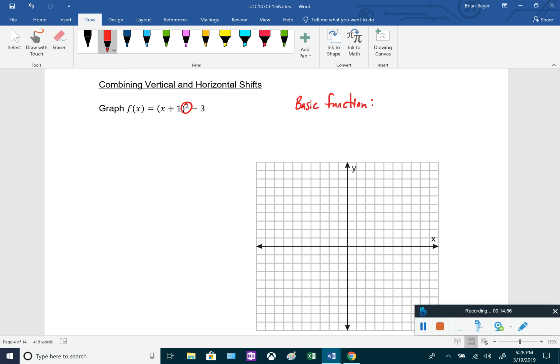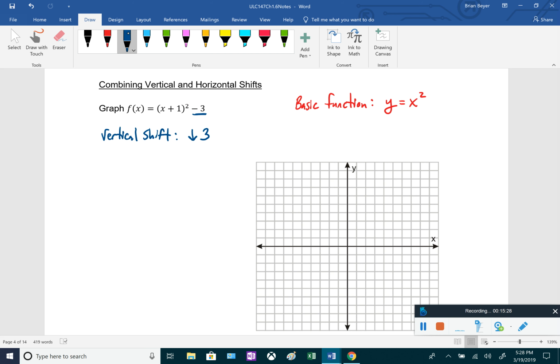So we have this squared up here. That means the basic function at the most basic level is y equals x squared. So we're going to start with the basic function and then apply the transformations. Taking a look at these transformations, we have a vertical shift and a horizontal shift. The vertical shift is going to be the -3 at the end. So that's going to be down 3.